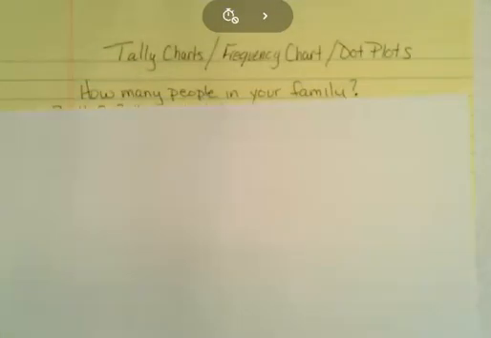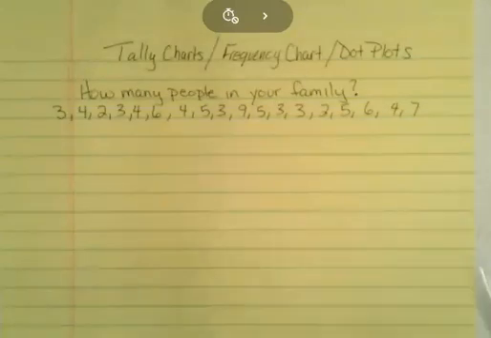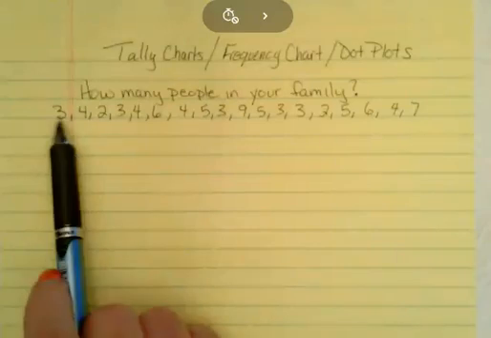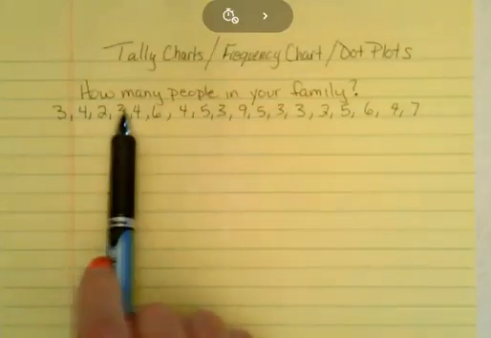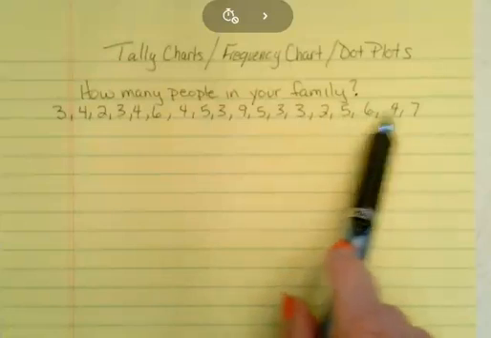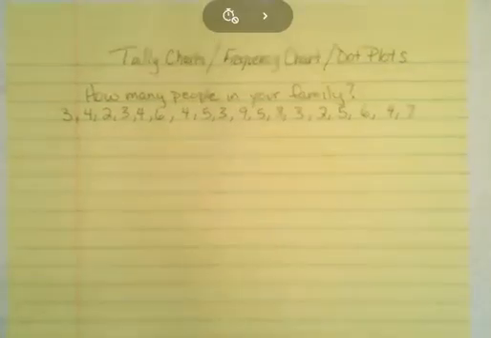So let's just say that I ask a question for people. How many people in your family? Now, this would be a statistical question because you're going to have a range of answers. You're going to have a lot of different answers, okay? So let's just say here's what people answered, okay? So the first thing I want to know is how many people did I ask? 1, 2, 3, 4, 5, 6, 7, 8, 9, 10, 11, 12, 14, 15, 16, 17, 18. So I asked 18 people, okay? So those were all of their answers.